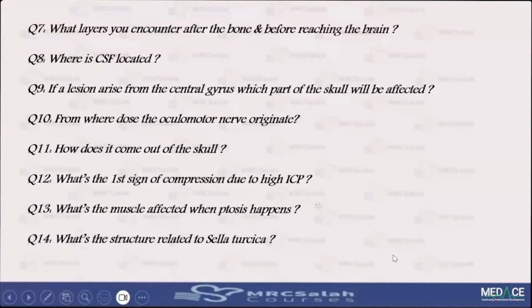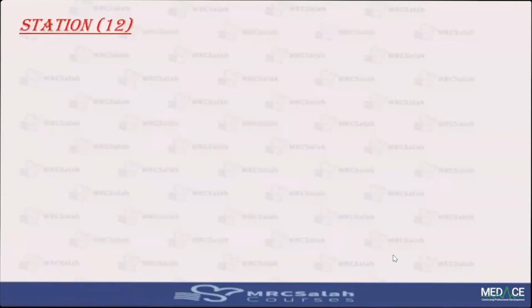What is the muscle affected when ptosis happens? We mentioned it, yes. What is the structure related to the sella turcica? The pituitary gland. Yes, or the pituitary stalk, as they like to call it. Okay, well then, I believe most of the questions were repeated, so we are finishing now. The last station will be for who is the one?